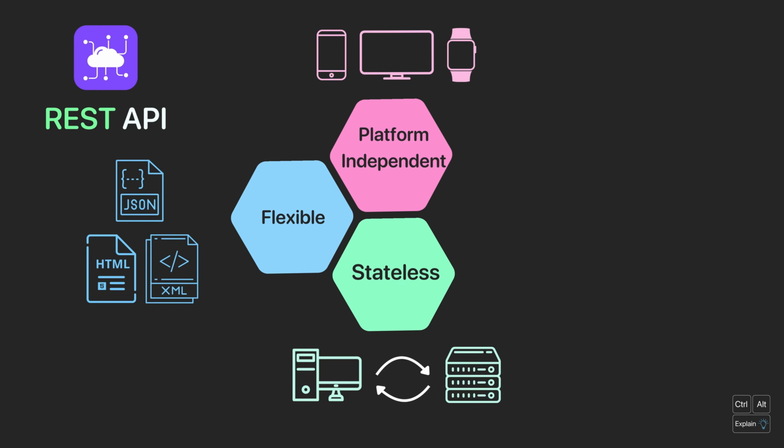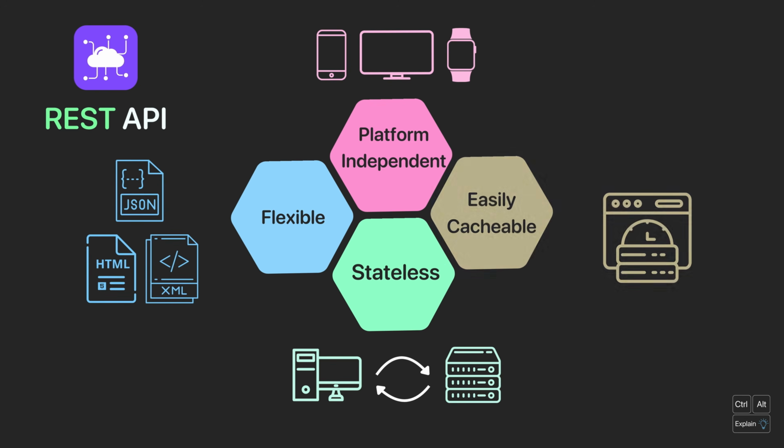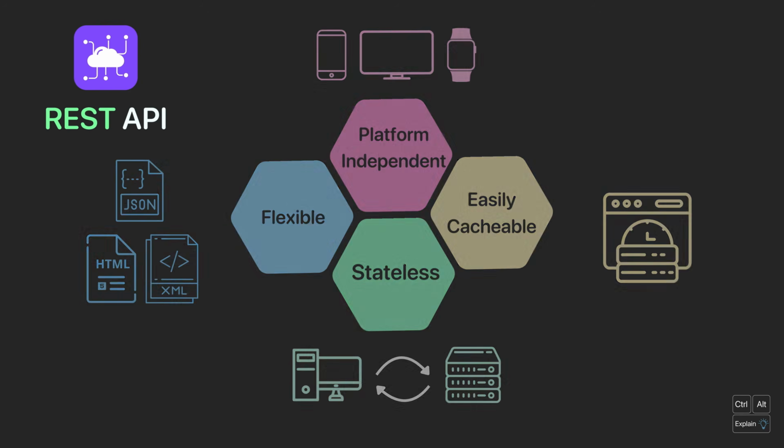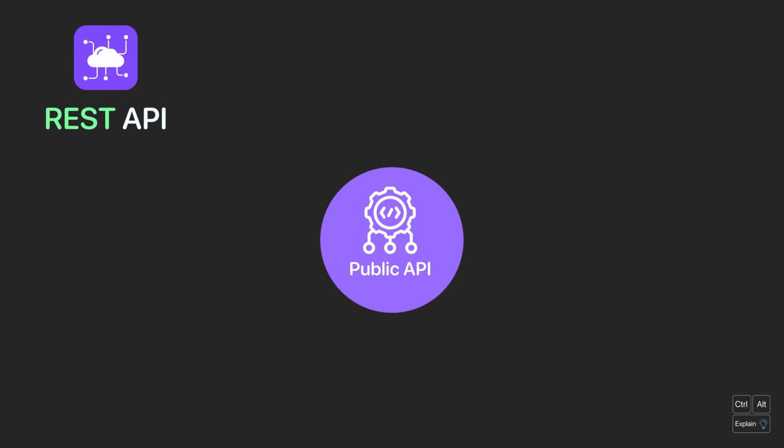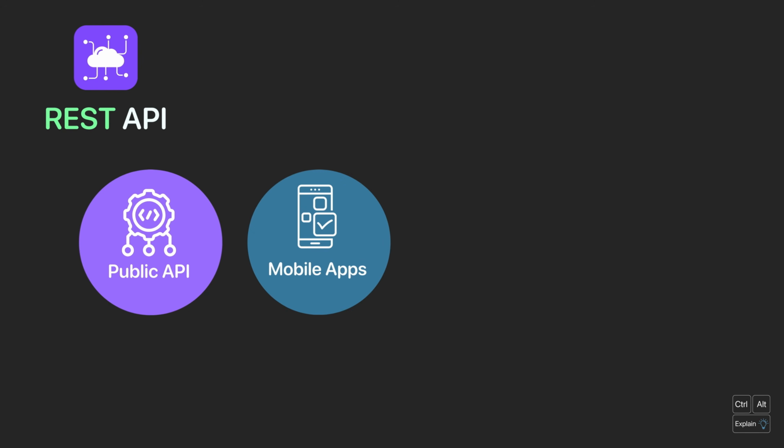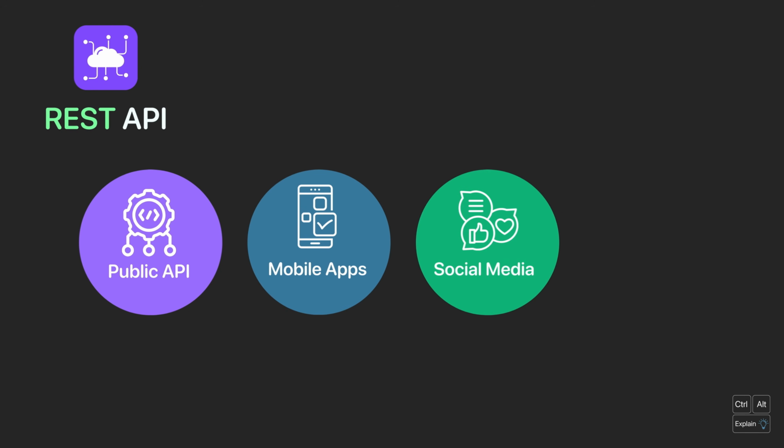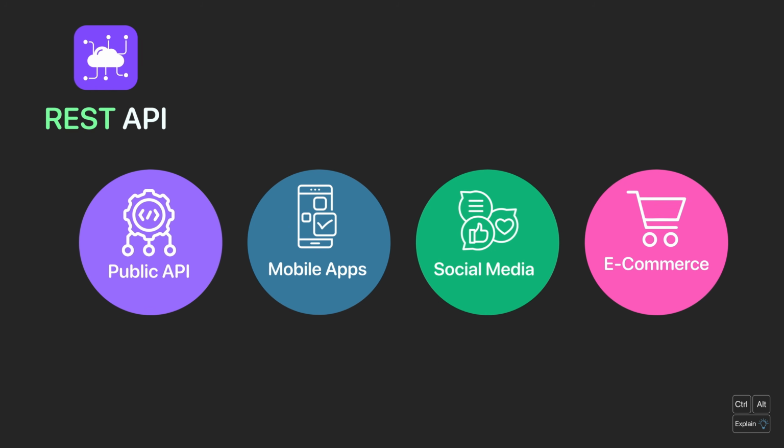REST is flexible. It's not locked into one specific data format. Most modern APIs use JSON, but you can just as easily return HTML, XML, or any other format the client understands. And it's easily cacheable because REST works on top of standard HTTP. It benefits from built-in browser and server caching. REST is used pretty much everywhere because it's simple and universal. Some common examples include public APIs, mobile apps, social media APIs like Instagram, and e-commerce websites.